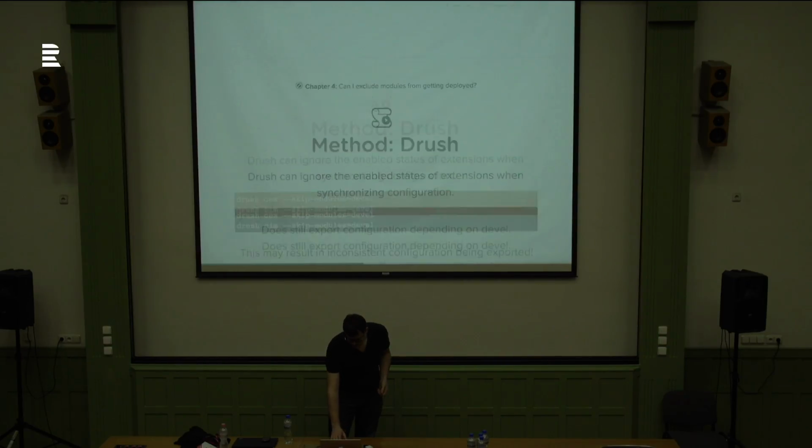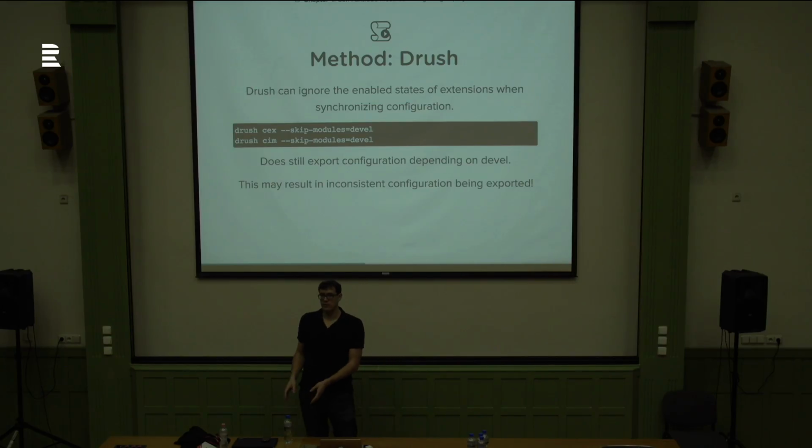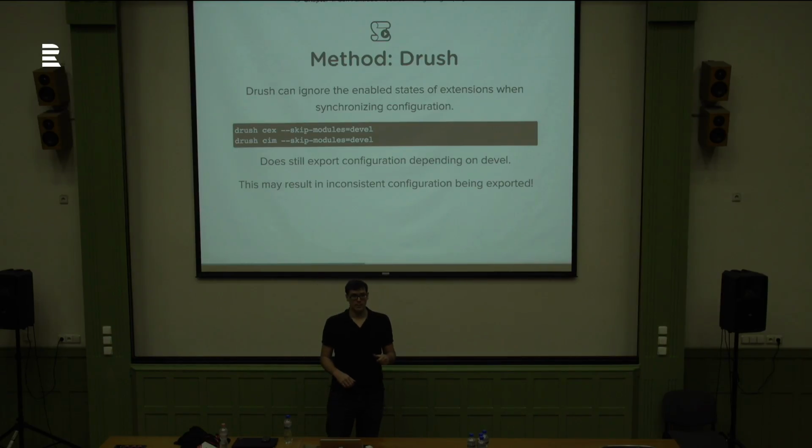So the typical example for this is devel. You want to have devel on your local machine, but not on production. And there are a couple of different methods on how you can do that. The first method is with Drush. Drush has an option when you do the import and export commands. It's called skip modules. But it only skips, it removes the module from the core extensions file.